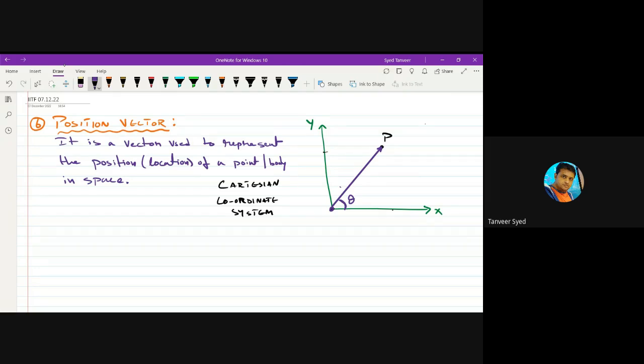Suppose I tell you that theta is 30 degrees, or 45 degrees or 60 degrees. You can exactly reach that point P. So we call this a position vector. A vector which represents the position of a point in space is a position vector. Let us say there is some other point Q which is here. This is point Q. Its position vector will be different. It will be this.